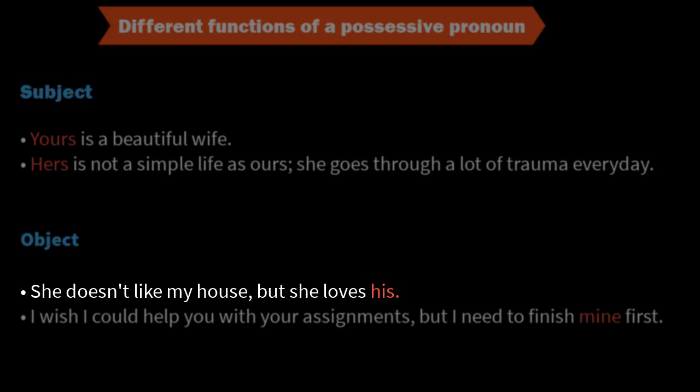Next example. She does not like my house, but she loves his or hers. In this sentence, we have two objects. My house, right? My is a possessive adjective, house is a noun. But in the second clause, but she loves his, his is a possessive pronoun. She loves what? His. Now, what is it referring to? It's referring to a house that he owns. So his is working as the object of the verb loves. She loves what? His. Basically his house.